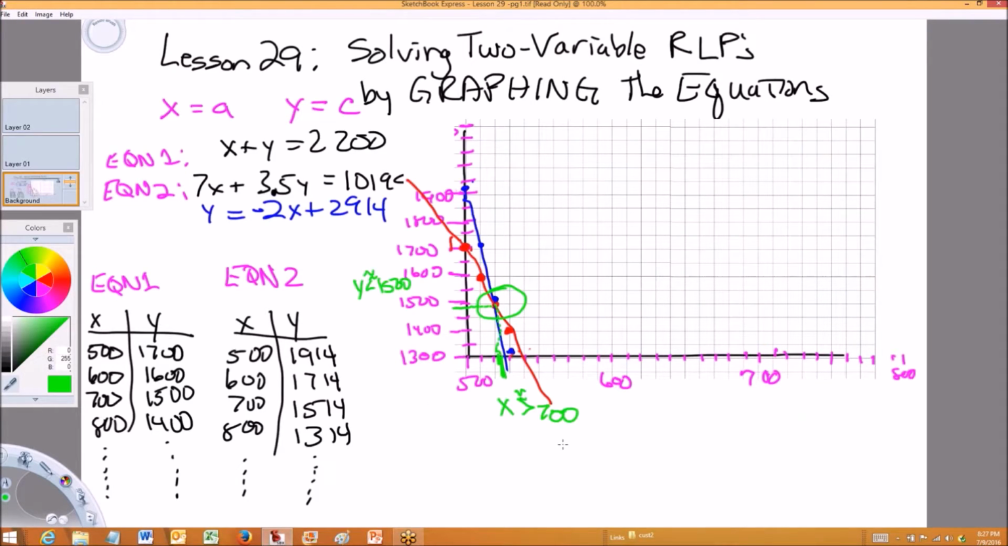So now, when you solve it algebraically, you saw that x equals 714, and that's what that right there is supposed to represent, and it's pretty close. And we know that y equals 1486, and that's what that point there is supposed to represent. So that's how you graph two linear equations using graphing the solution.